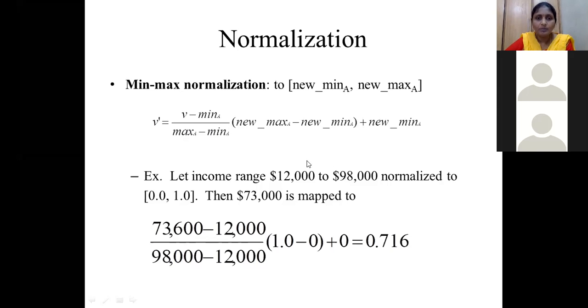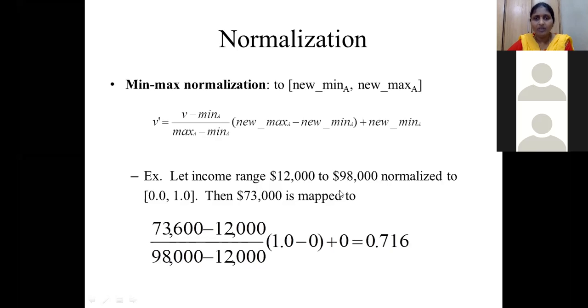This can be understood by taking a small example. Suppose the income range is from 12,000 to 98,000. అంటే ఇన్కమ్ అనే అట్రిబ్యూట్ ఉంది, ఆ ఇన్కమ్ యొక్క మినిమం మాక్సిమం వాల్యూస్ మనకి తెలియాలి. They fall under the range of 12,000 to 98,000. So the minimum value is 12,000. అంటే పైన ఉన్న ఫార్ములాలో min_A కి 12,000 వాడాలి.